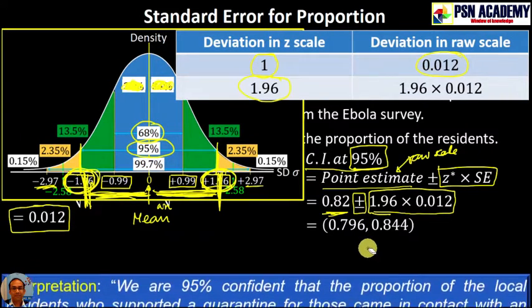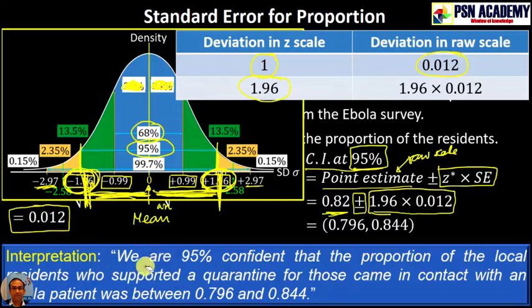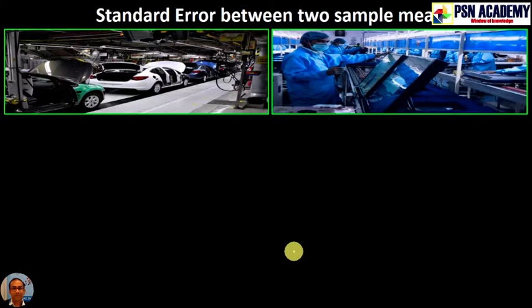Clear? The result says that we are 95% confident that the proportion of the local residents who supported a quarantine for those who came in contact with an Ebola patient was between 0.796 and 0.844. So in this way, you will interpret this result. Clear? We will go for one more example, and this time we are going for standard error between two sample means.